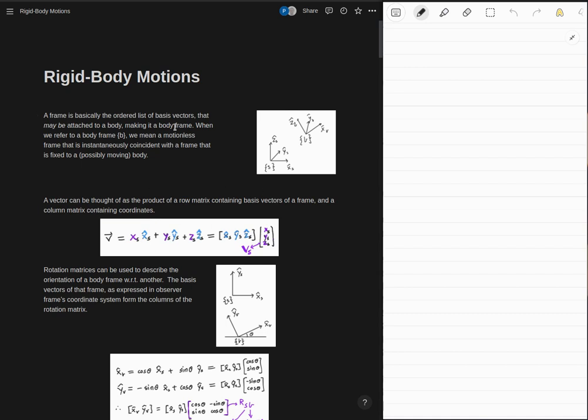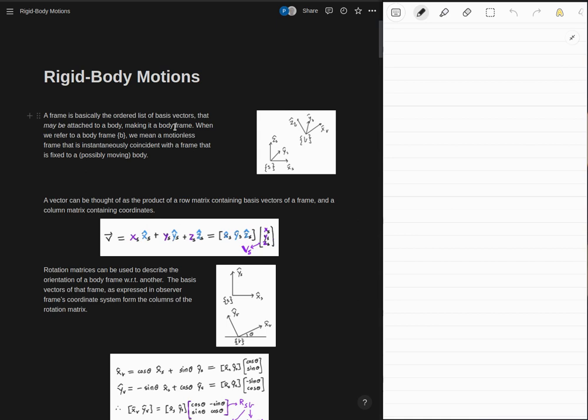A frame is basically the ordered list of basis vectors that may be attached to a body, making it a body frame. So a frame doesn't have to be attached to a body. We can position a frame anywhere, but most of the time it's attached to a body because that way it's useful. When we refer to a body frame, we mean a motionless frame that is instantaneously coincident with the frame that is fixed to a possibly moving body.